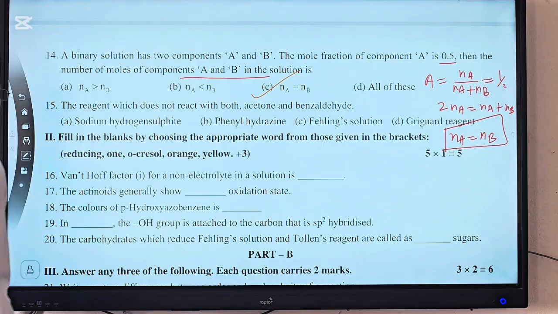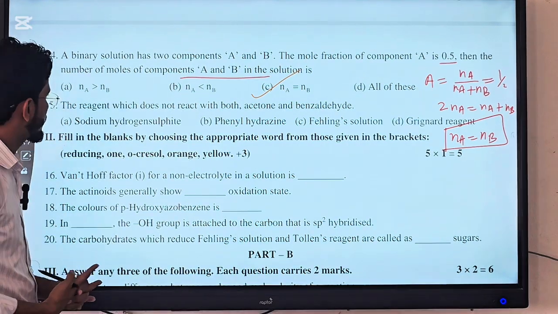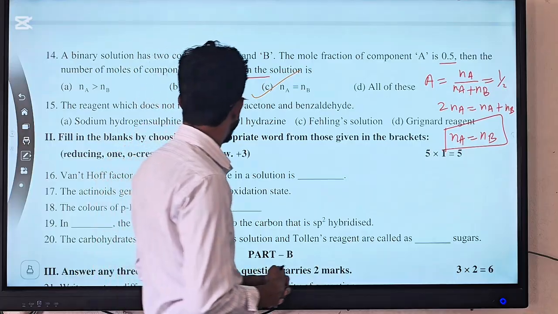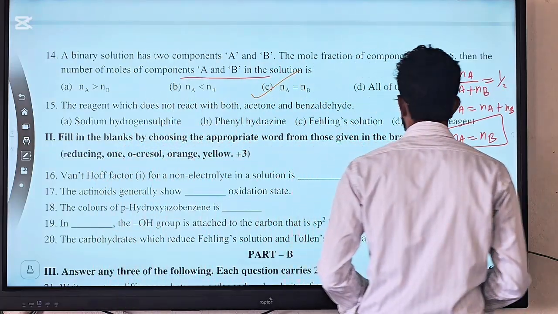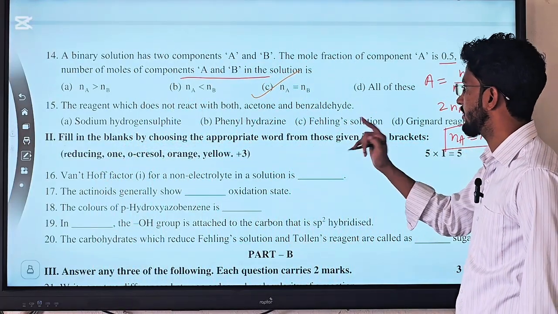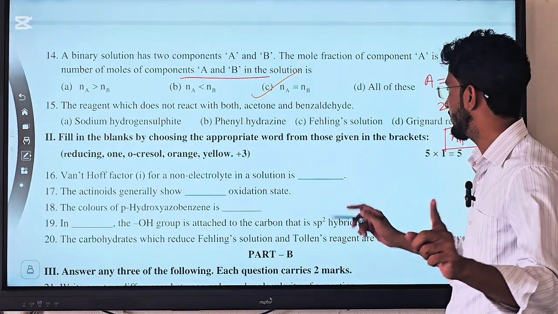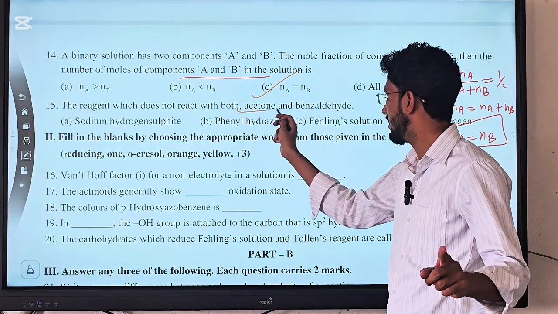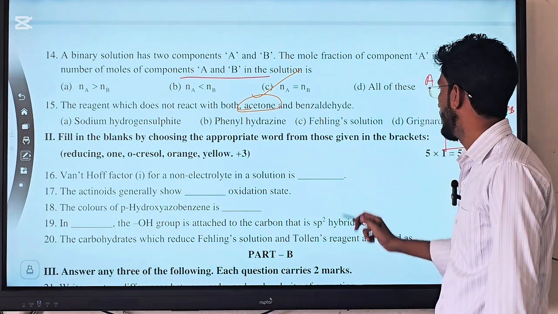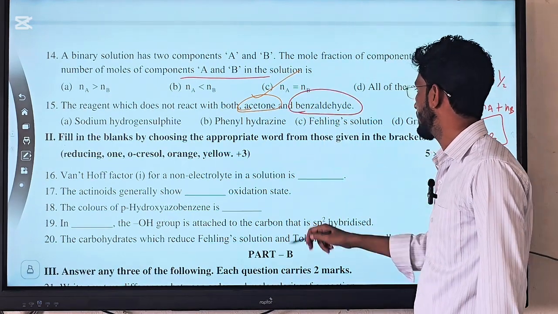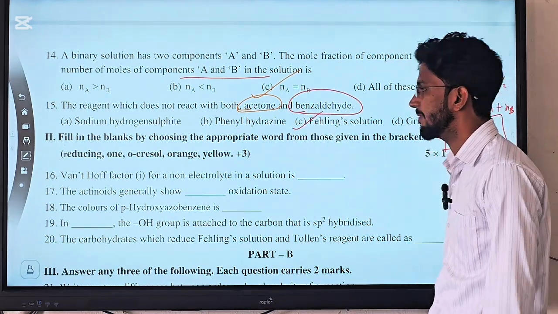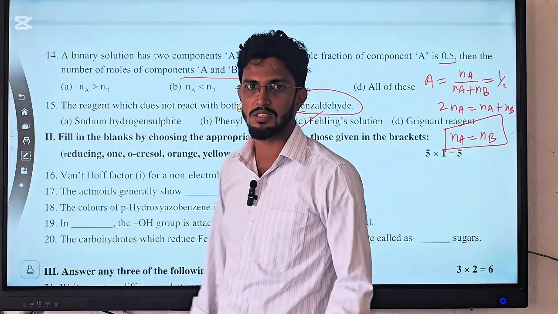Now after question number 14, if we see question number 15, the reagent which does not react with both acetone and benzaldehyde. Actually, the Fehling's test is not given by acetone, that is a ketone, and benzaldehyde also does not give this test. The answer will be Fehling's solution. Okay. The answer of question number 15 is C.